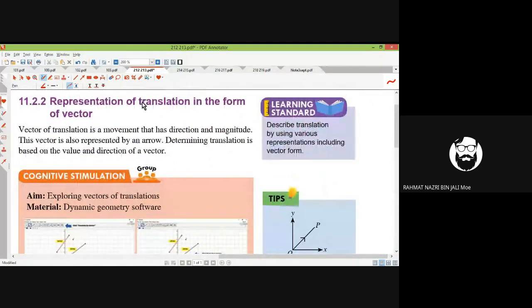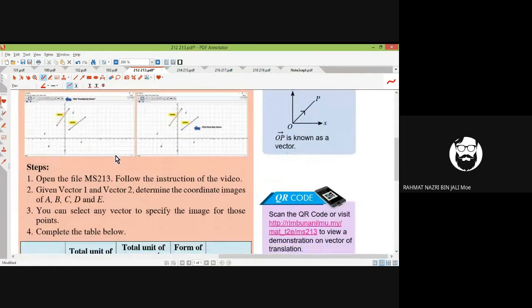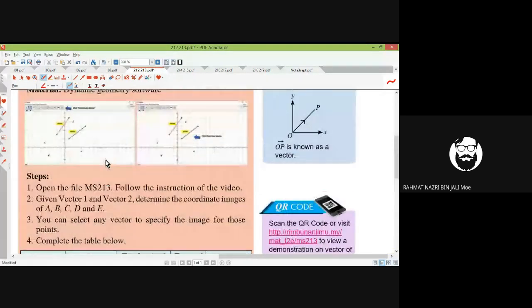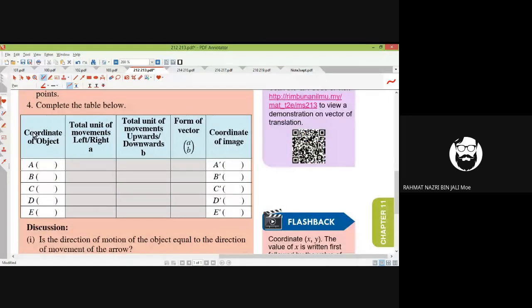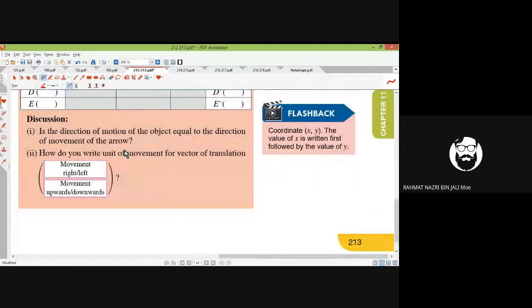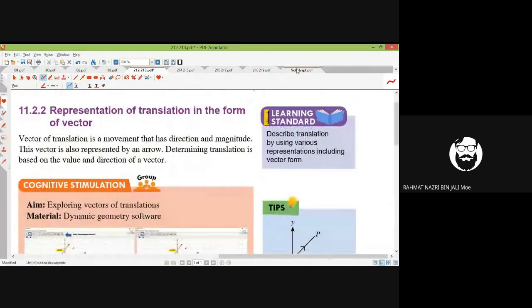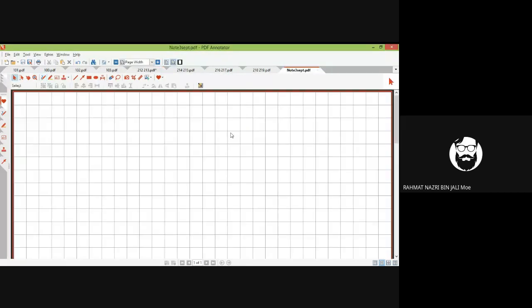We can represent a translation in the form of a vector. Okay, this one is based on the activity above. Before that, let me take note. Take a note now for the first topic. Okay, let's take a note first.